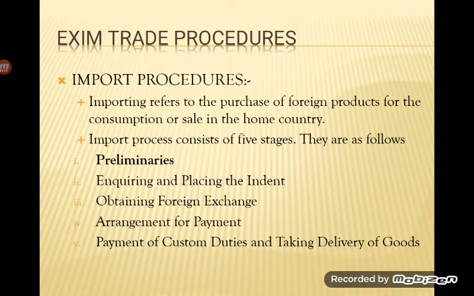Again, the import process consists of 5 stages. The first stage is preliminaries. As we discussed in the export procedure, the trader has to obtain the IEC number from the Controller of Exports and Imports in order to obtain permission for undertaking importation of a particular commodity or good. That IEC number will be valid for 1 year. After the expiration of the time period, they have to renew the IEC number.